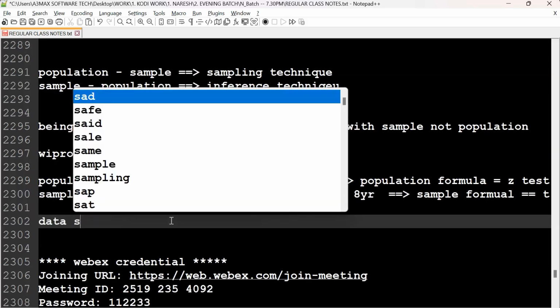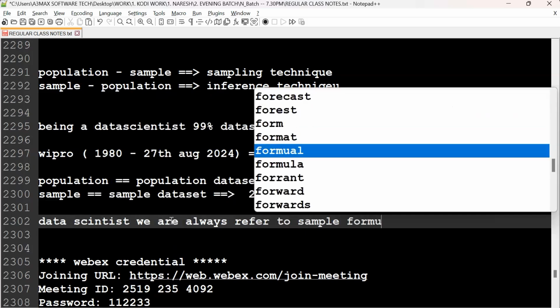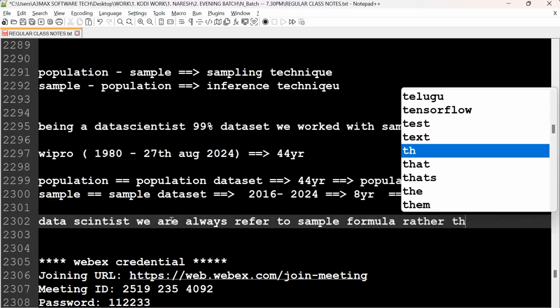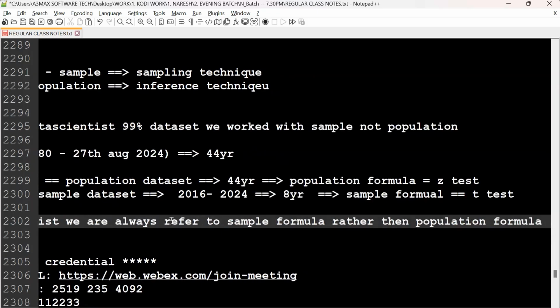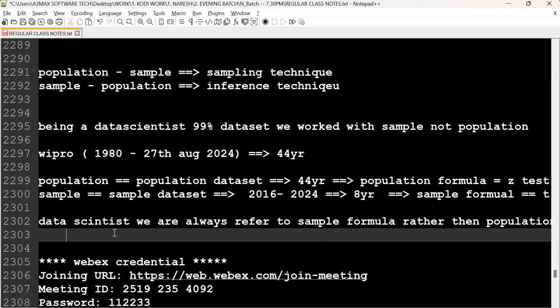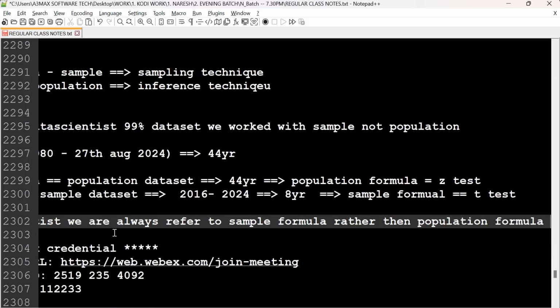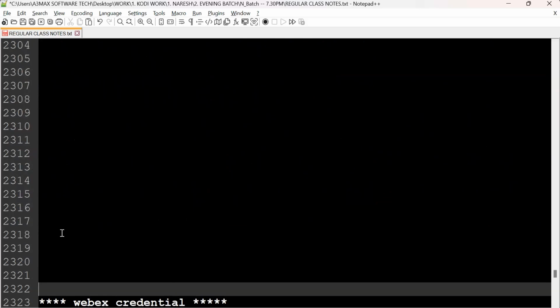Being a data scientist, we always refer to the sample formula rather than the population formula. Are you clear or not? So we always refer to the T-test rather than the G-test. Okay, now let's go here.